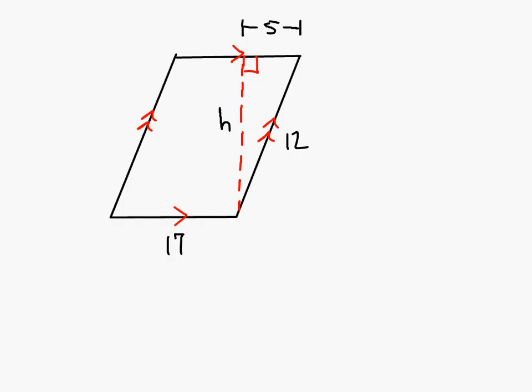So what kind of triangle do they set up here? It's a right triangle, and you need one of the sides for the height. So you're going to have to use the Pythagorean theorem in this case. You're going to get h squared plus 5 squared equals 12 squared. Once you solve for h, then the area is going to be equal to 17 times whatever h equals, isn't it? Okay?